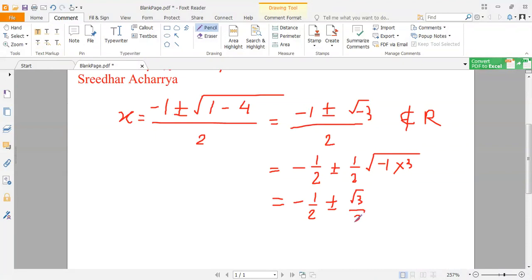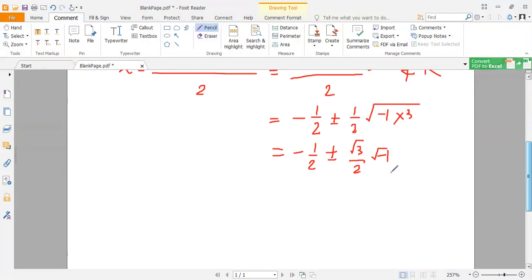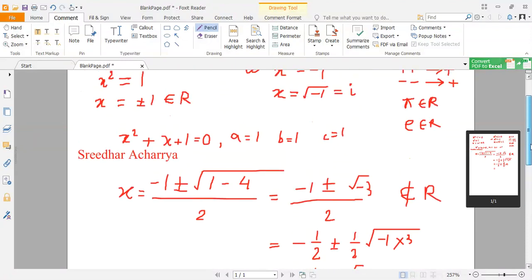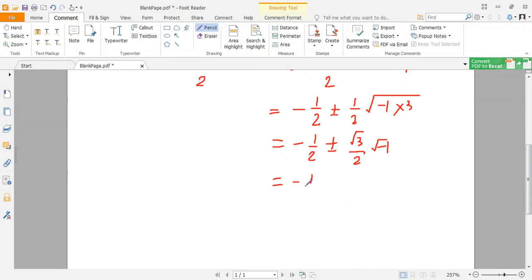Root 3 by 2 is again a real number, so this part poses no threat. Root over of minus 1. This is the part that, well, is bothering us. So let's rewrite this again. This time, instead of minus 1, I'll be replacing it with I. So we have minus half plus minus root 3 by 2 times I. This is actually a complex number.